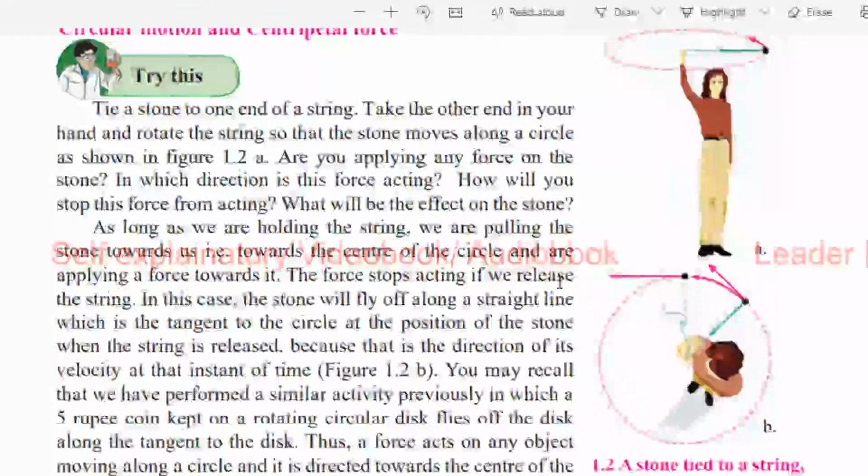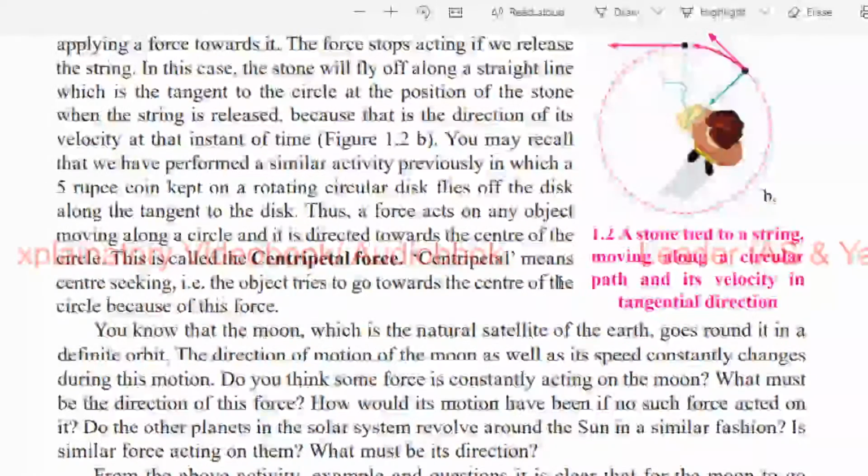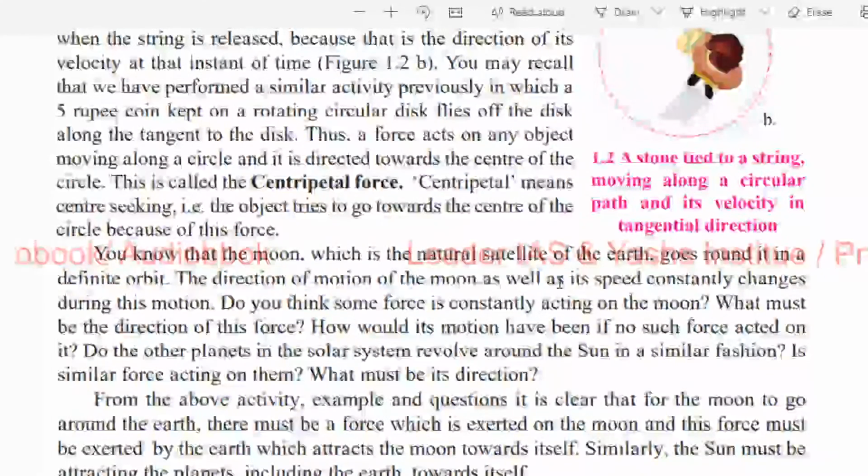You may recall that we have performed a similar activity previously in which a 5 rupee coin kept on a rotating circular disc flies off the desk along the tangent to the disc. Thus, a force acts on any object moving along a circle and it is directed towards the center of the circle. This is called the centripetal force.